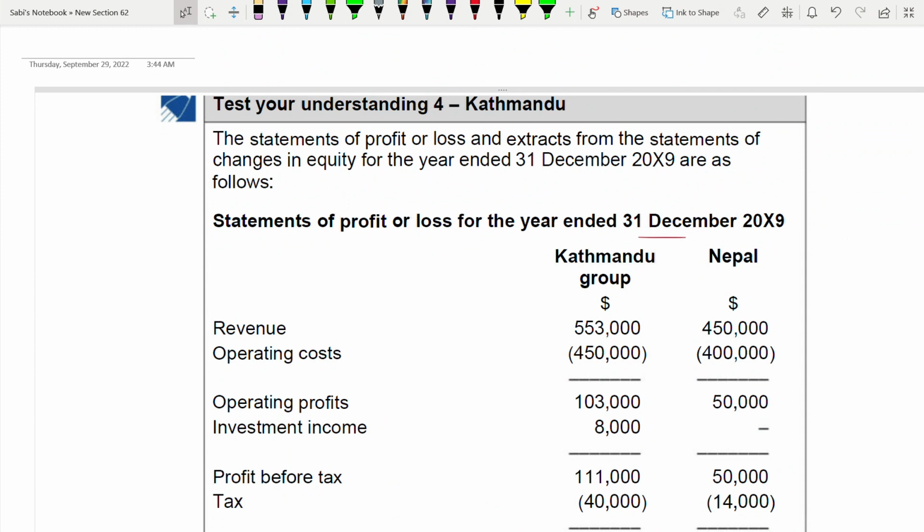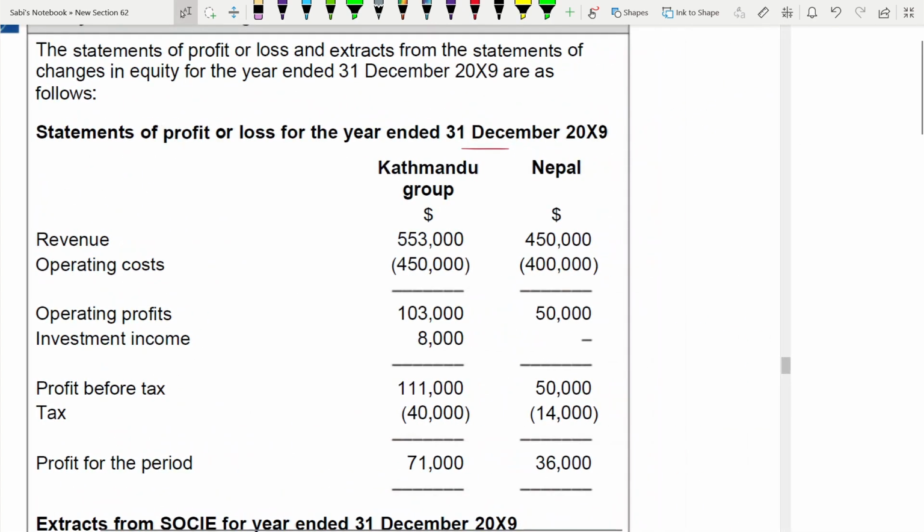Here, when you're taking 553,000, you are adding only the 6 months of 450,000, that means half of 450. So when you're adding the two, it will be 778,000. Remember, this is the consolidated part according to A, when you are disposing it entirely, full disposal.